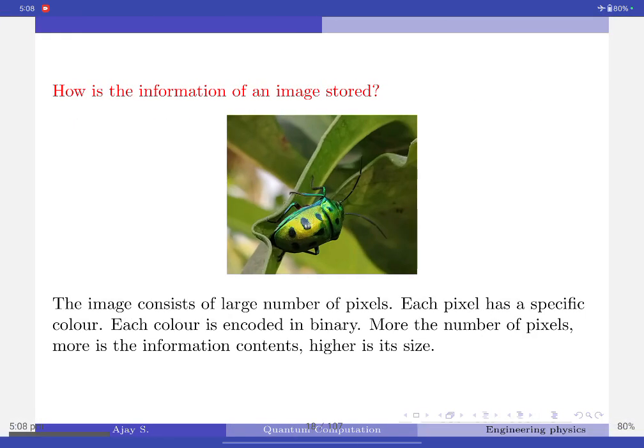How is information of an image stored? Here you see the image of a bug. The image consists of a large number of pixels. Each pixel has a specific color and each color is encoded in binary. The more the number of pixels, the more information it contains, and the higher is its size.